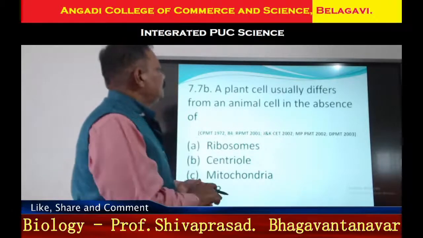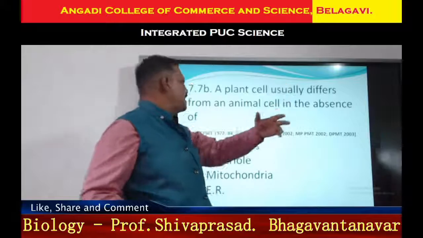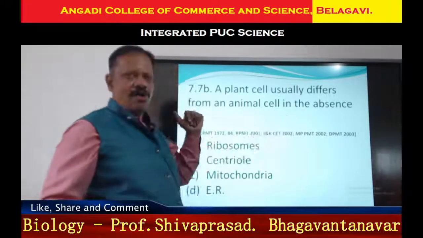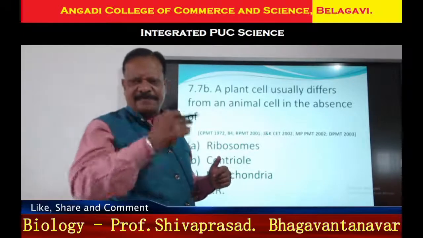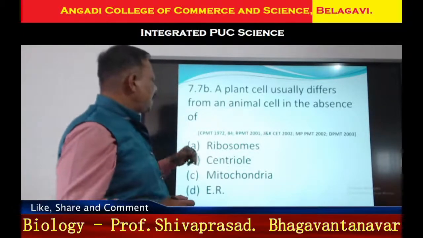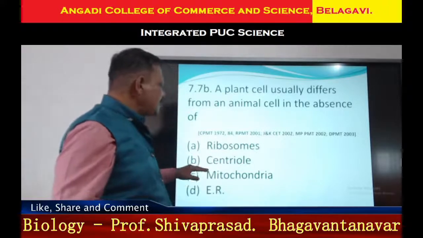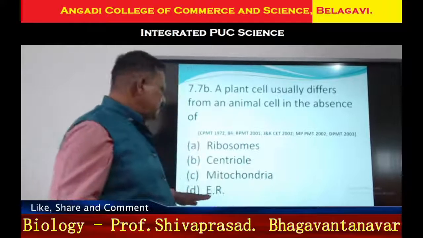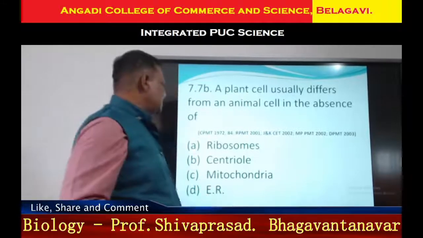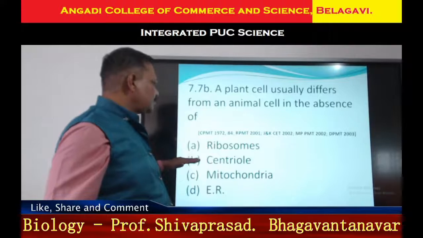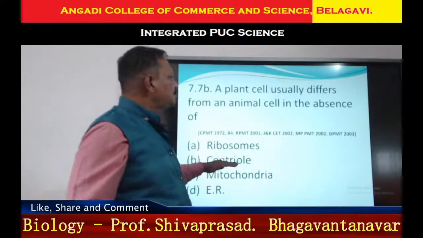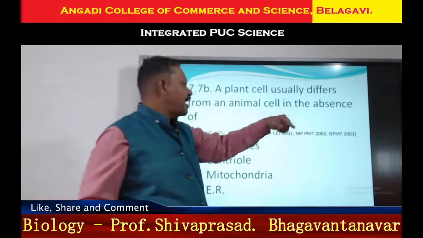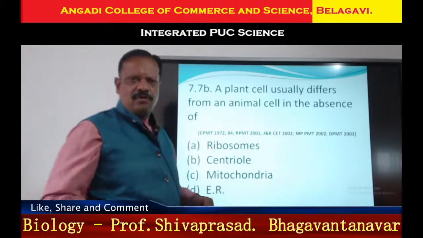Now see, a plant cell usually differs from an animal cell in the absence of what? What is absent there? A. Ribosomes. B. Centriole. C. Mitochondria. D. Endoplasmic reticulum. The right answer is option B, centriole. The plant cell usually differs from animal cell in the absence of centriole. We'll move to the next.